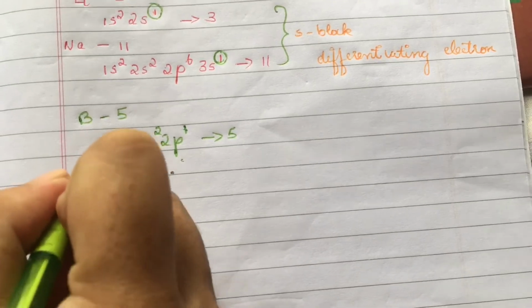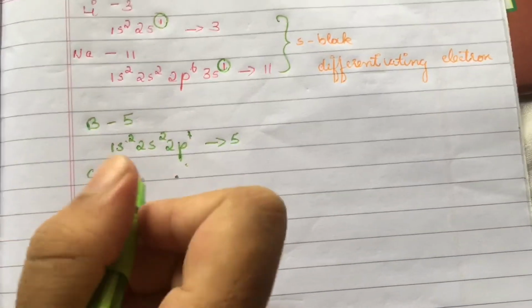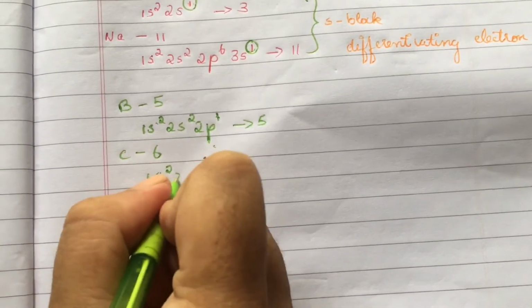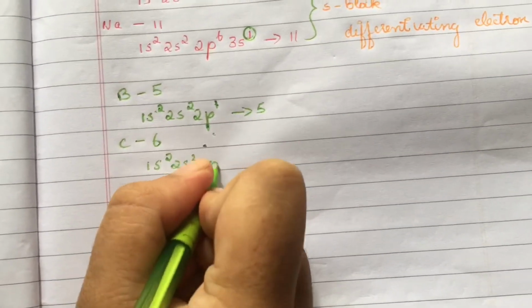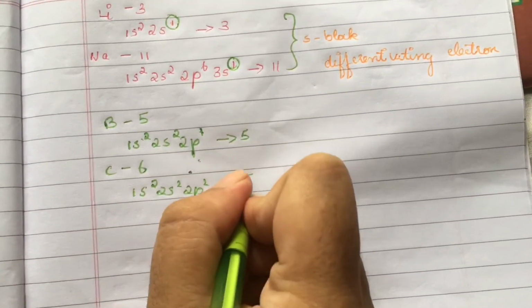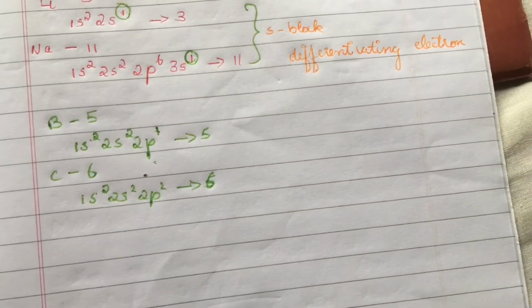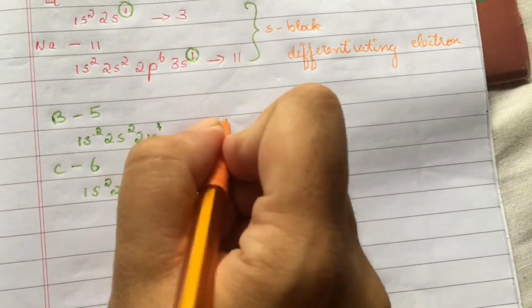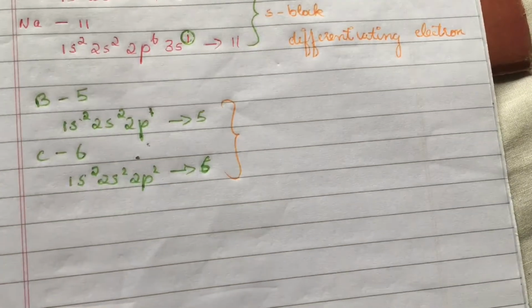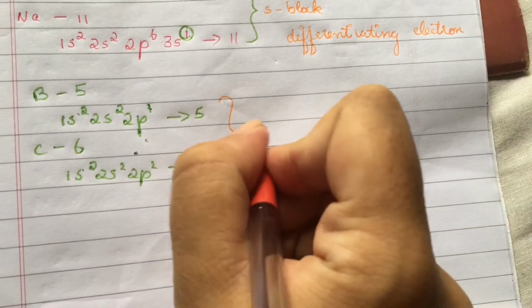Now see carbon, the atomic number of carbon is 6. So 1s2, 2s2 and 2p2. Again it enters the P subshell. So here it belongs to the P block.